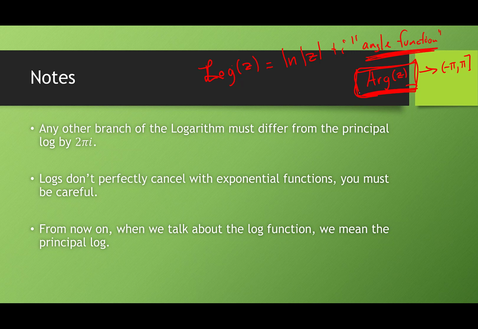So any other branch of the logarithm, remember there's infinitely many of them, at worst, it looks like our principal log function, but the angle function might be off by some kind of multiple of 2 pi i. And the reason why it's i is because of that i right there. And then 2 pi because we're thinking about angles and rotation and all that good stuff. Second thing, logs don't perfectly cancel out with exponential functions, so you have to be careful. We'll see this at the end of the video, but for instance, if you use a different angle function, you might not get this cancellation as cleanly.